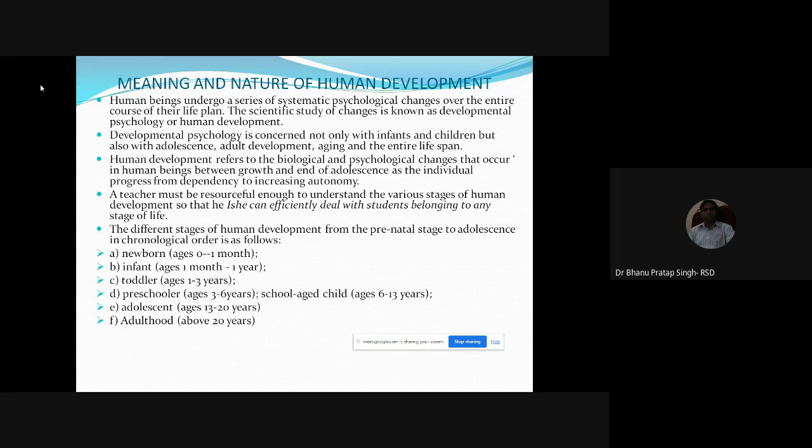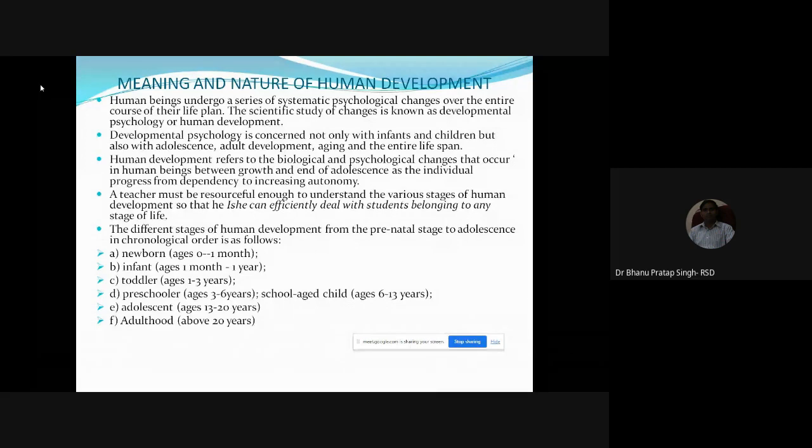A teacher must be resourceful enough to understand the various stages of human development so that he or she can efficiently deal with students belonging to any stage of life. And there are 5 or 6 stages of human development from prenatal to adolescence in chronological order. These stages we have discussed, but we will summarize again: newborn, that is 0 to 1 month, infant 1 month to 1 year, toddler, then preschooler, then adolescence, then adulthood.